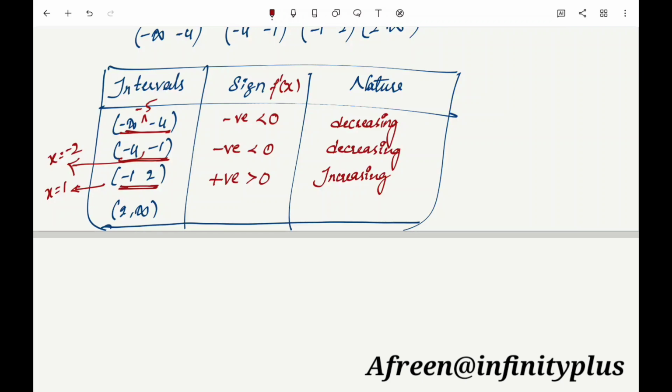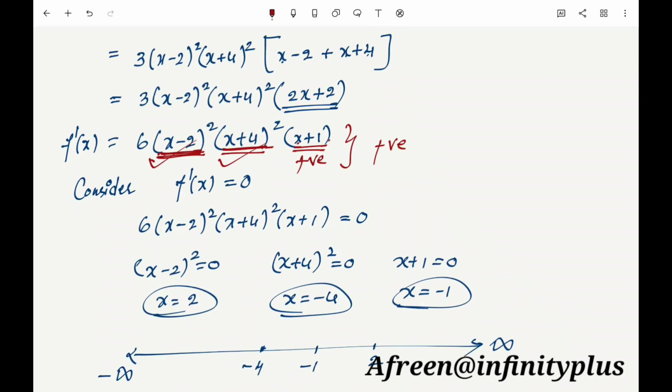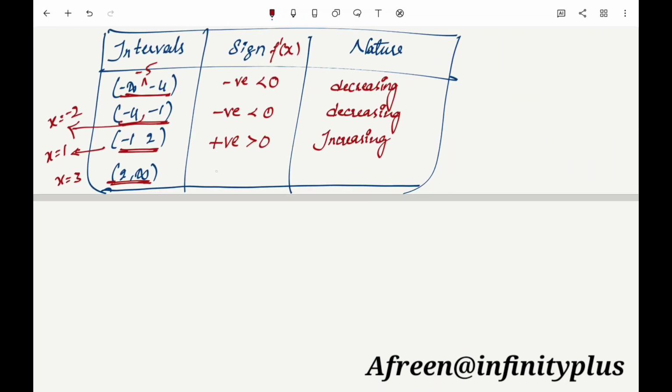And the last one, we take x is equal to 3 from the interval 2 to infinity. If you substitute x is equal to 3, you can observe that this term is positive, this term is positive, and this term is also positive. So totally f dash of x is positive, which means it is greater than 0. And again, f dash of x is greater than 0, hence the function is increasing in the given interval.